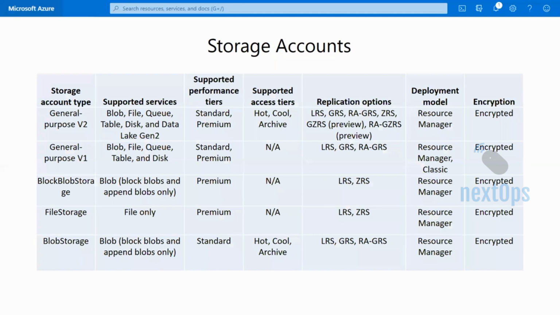These are the redundancy options for storage accounts. And this is a table that explains all kinds of storage types, all kinds of replication options, supported access types, and supported performance types. One thing I forgot to mention here, there are two types of performance available, standard and premium. Standard supports standard HDD, standard SSD. Premium supports premium SSD, Ultra SSD drives. And encryption is enabled by default in the storage accounts.